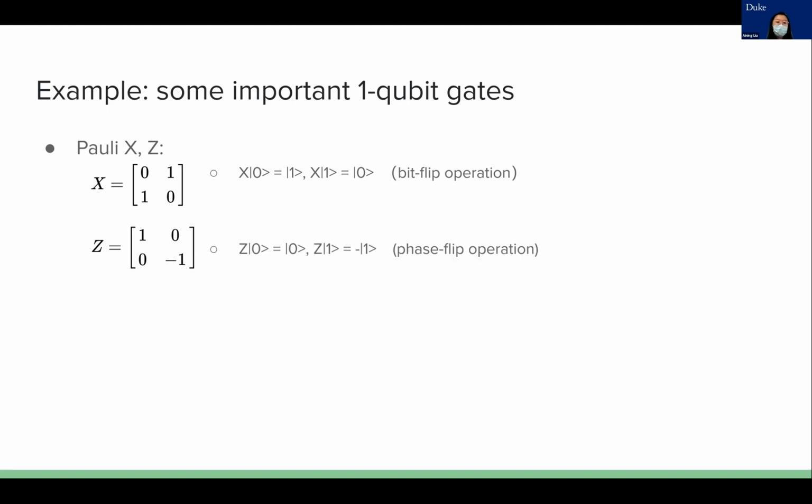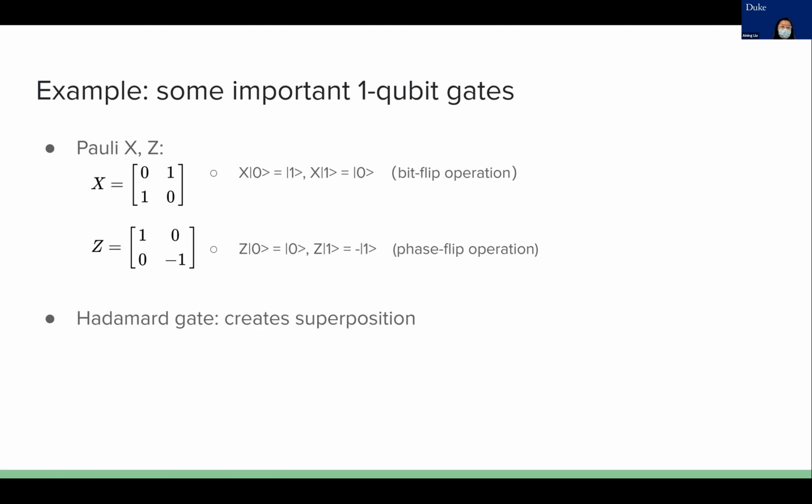So we call this a bit flip operation. And same thing with Z. It won't do anything when you apply Z to 0, but it will make 1 into a -1 if you apply it to 1. So it's called a phase flip operation. So you flip the phase of the ket 1 state.